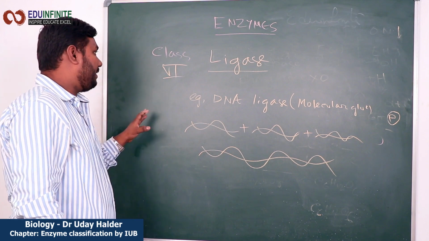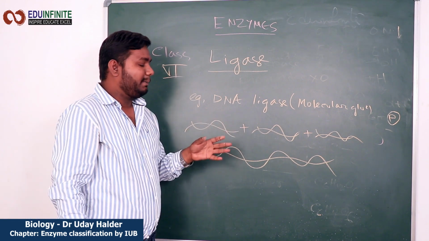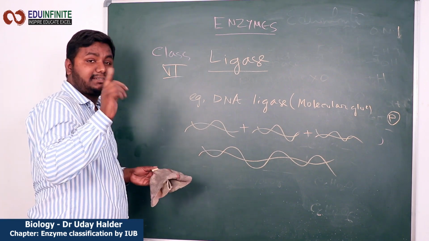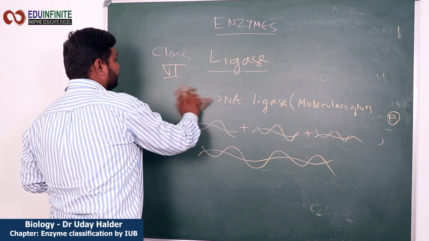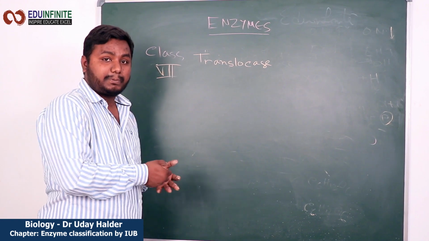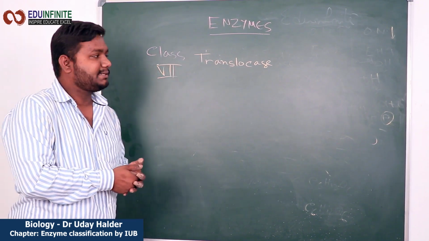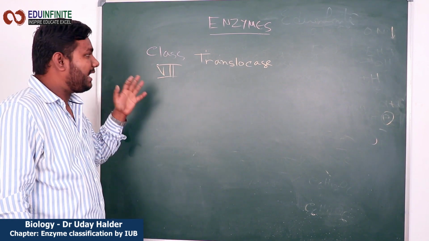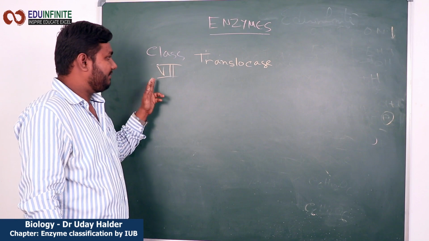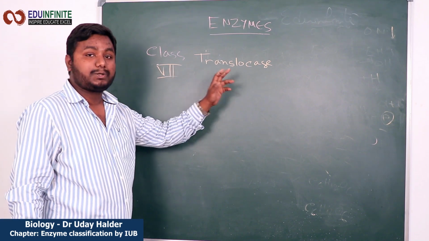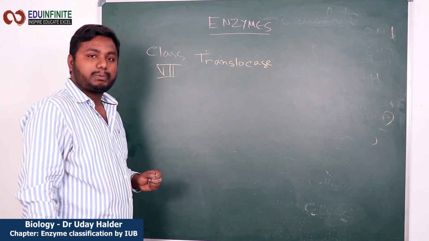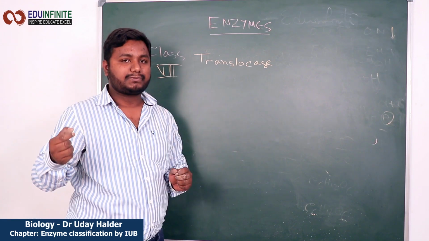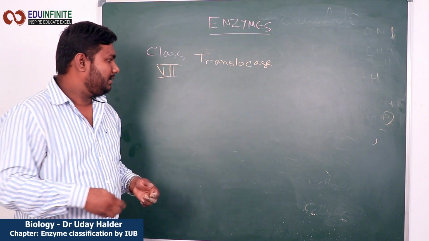So these 6 types of enzymes were given in NCERT, but there is a recent addition to this classification by IUBMB, which is class 7. It is the translocase group of enzymes. Translocase group of enzymes are associated with transfer of molecules or ions from one side to another.